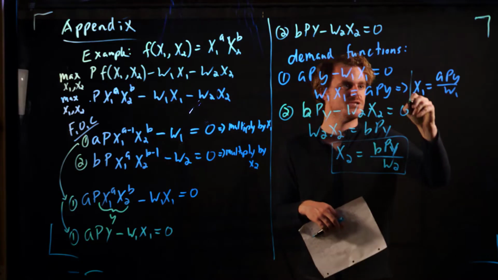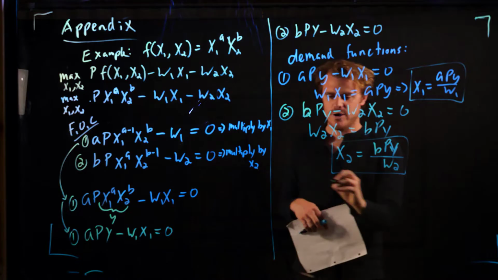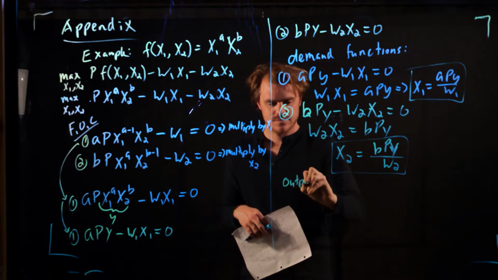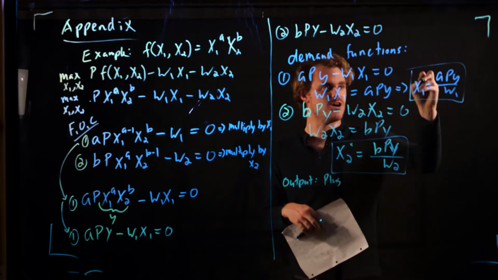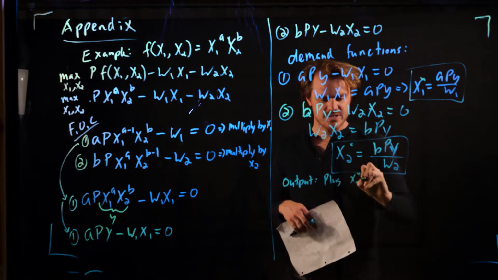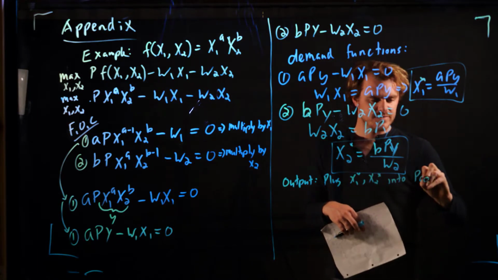So here are two demand functions. We want to figure out output. We plug these, x1 star and x2 star, into the production function.